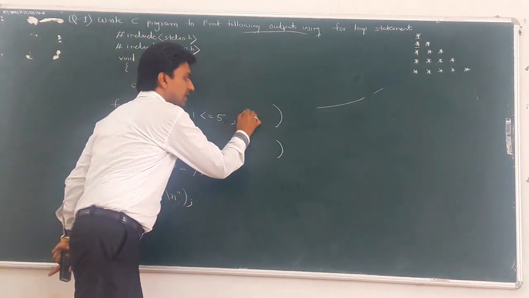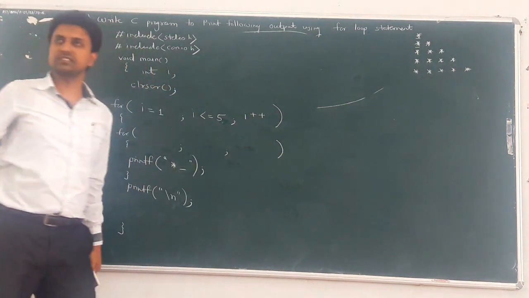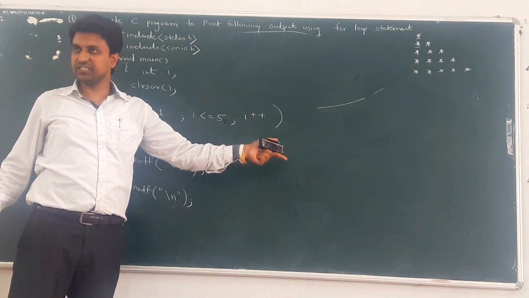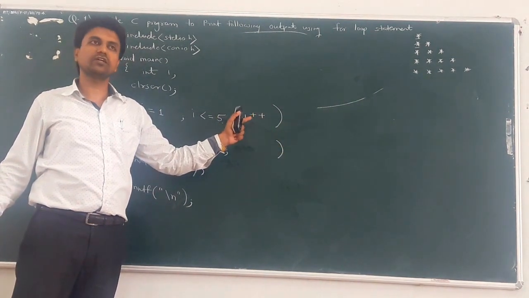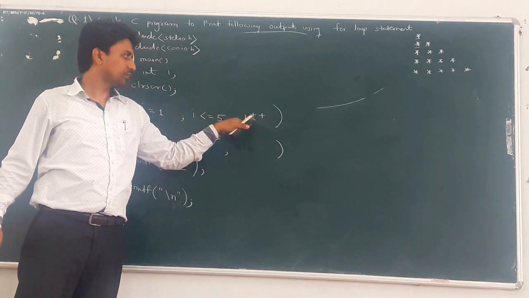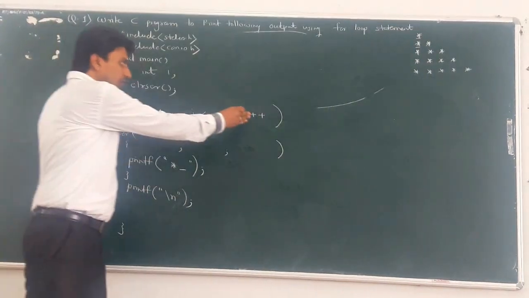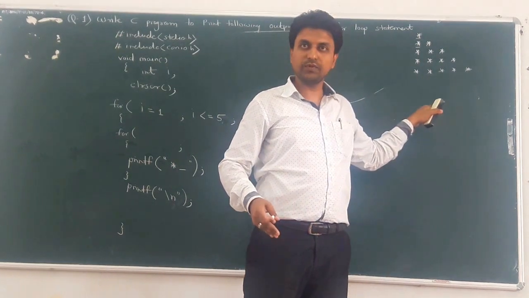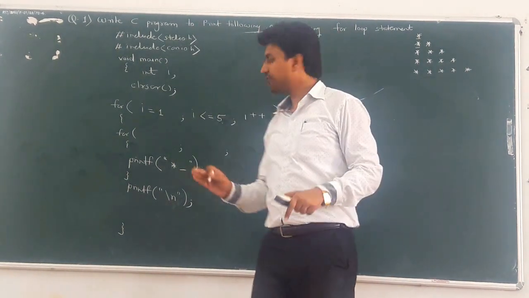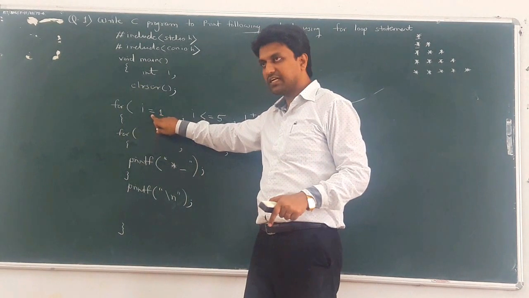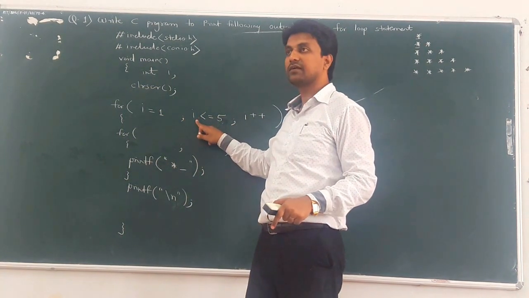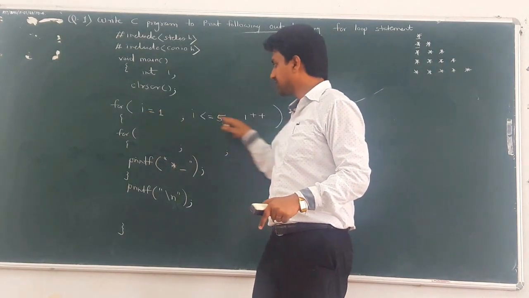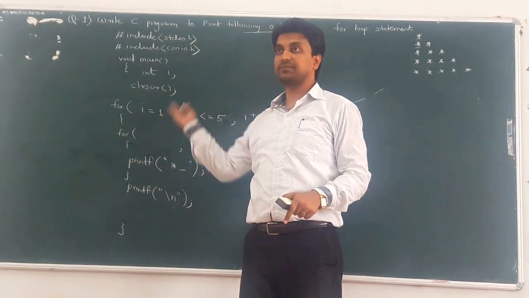Increment the i, i plus plus. The third part is the reinitialization statement, which is always an increment or decrement operator. So i plus plus. So the outer for loop gives you the number of rows. How many rows are there in your problem statement? 5 rows. To display 5 rows, what is the condition? i starts from 1 and i less than equal to 5, i plus plus. Means this for loop executes 5 times.